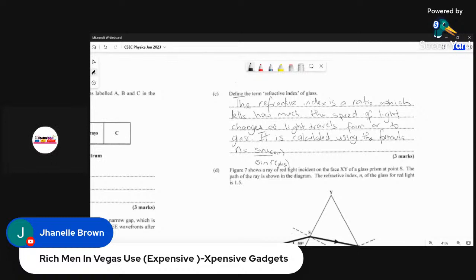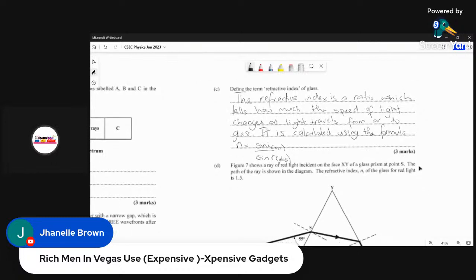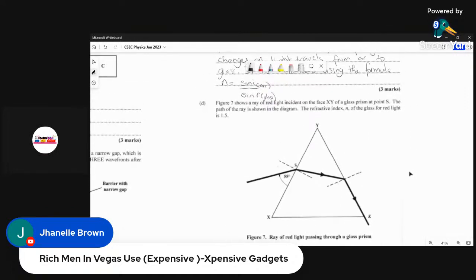All right. So we're moving down. Figure 7 shows a ray of red light incident on the face XY of a glass prism at point S. Please pay attention to this part, I beg you. The path of the ray is shown in the diagram. The refractive index n of the glass for red light is 1.5.